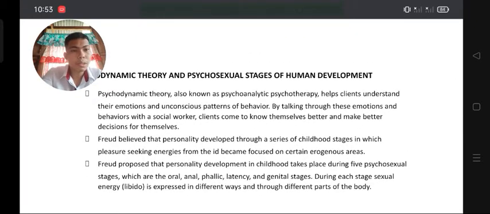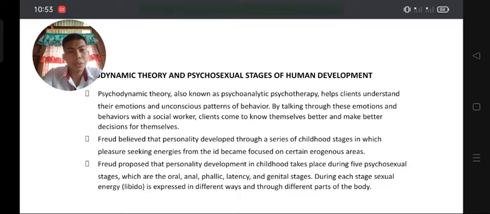Psychodynamic theory, also known as psychoanalytic psychotherapy, helps clients understand their emotions and unconscious patterns of behavior. By talking through these emotions and behaviors with a social worker, clients come to know themselves better and make better decisions for themselves. Freud believed that personality developed through a series of childhood stages in which pleasure-seeking energies from the id become focused on certain erogenous areas.